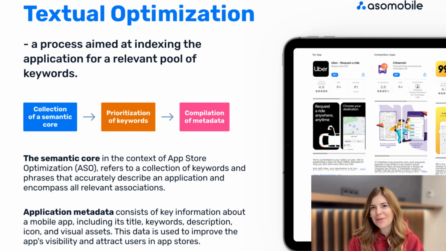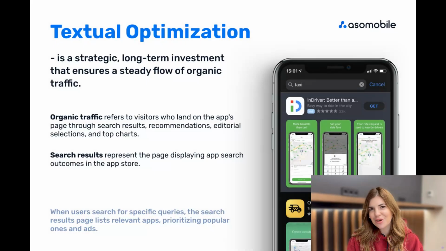Later in this video, I will tell you about the rules for creating metadata for the Apple App Store and Google Play Store. Textual optimization is a strategic, long-term investment that guarantees a continuous stream of organic traffic. Organic traffic in ASO means users who find your app naturally on app stores without paid advertising. They discover it through searches, recommendations, or top charts, showing genuine interest and often leading to more downloads without paid promotions.